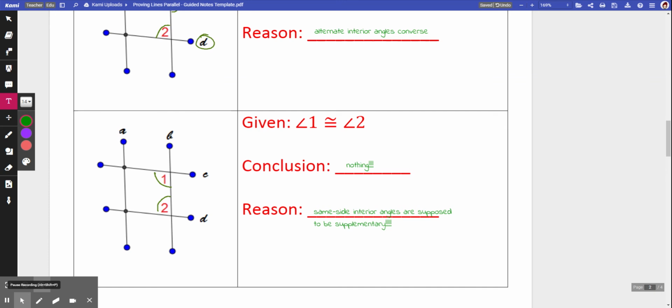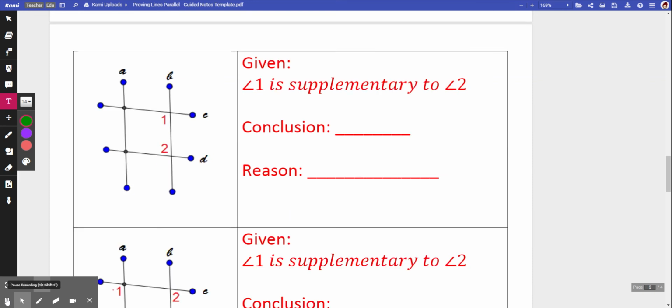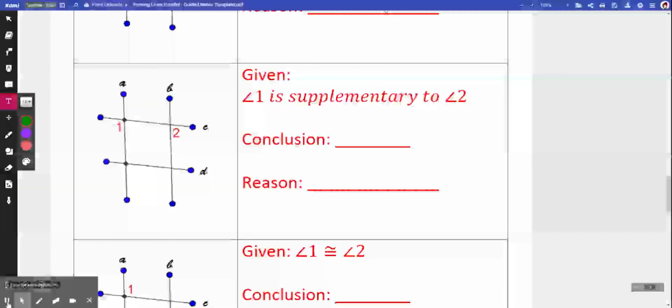So that one was a trick question, but watch out because those trick questions happen a lot. Now here we have the same figure, but we have the information that we actually want. This time we're told that they're supplementary, so I can't mark them congruent, so I'm just going to put a little dot next to them to remind me of which angles I'm focused on. But these guys are same side interior angles, but they are supplementary, which is what we want them to be. So that will tell us that C and D are parallel.